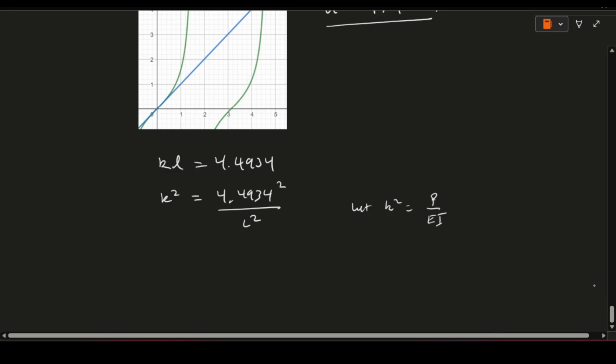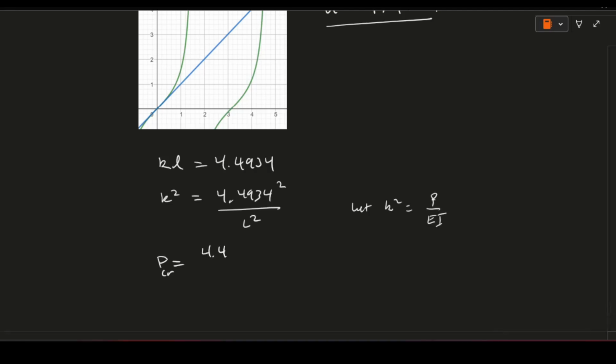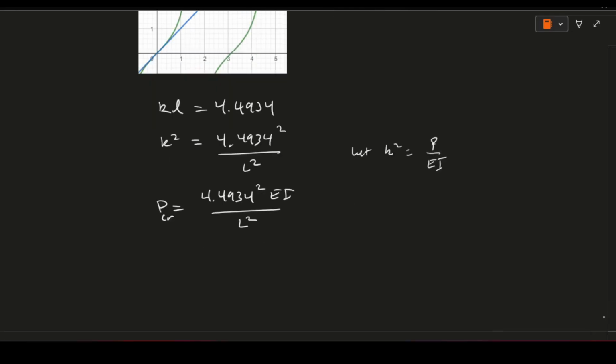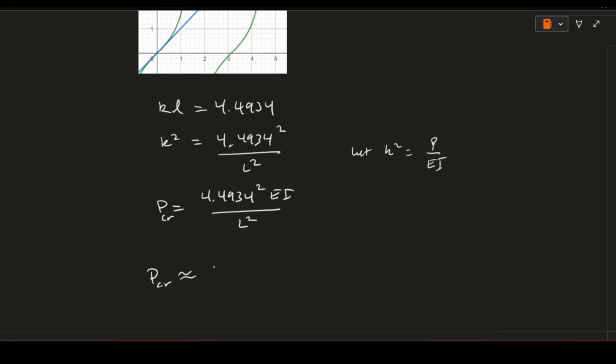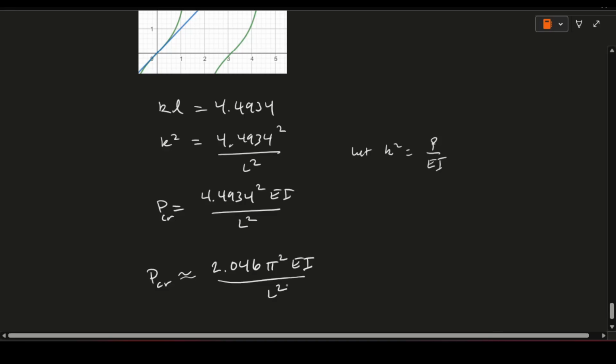We can solve for the critical load. So PCR is then equal to 4.4934 squared EI over L squared. I want to factor out pi squared, just so I can easily compare the load later. So PCR is approximately equal then to 2.046 pi squared EI over L squared.